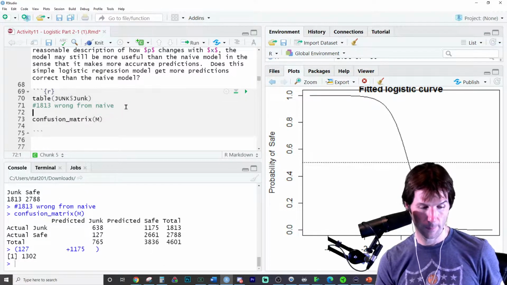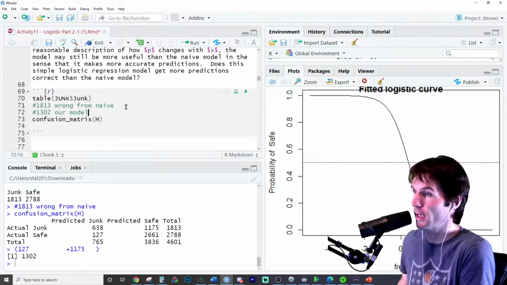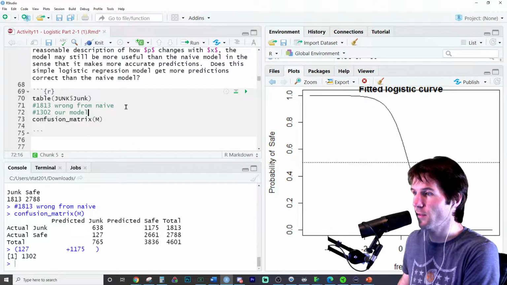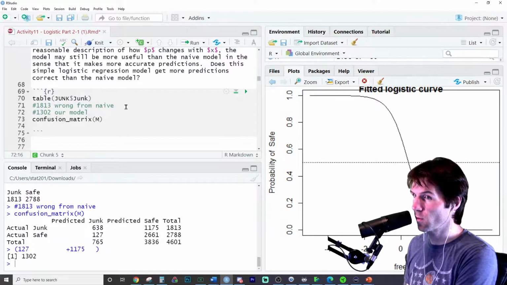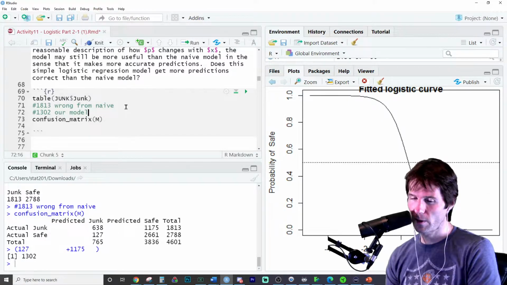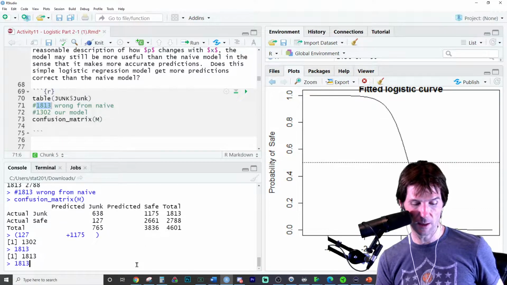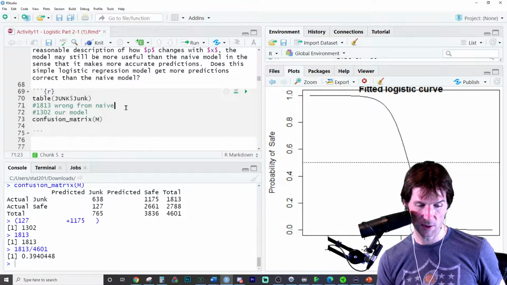Our model misclassifies 1,302 emails where the naive misclassifies 1,813 emails. It's a pretty big difference. I think it's around a 10% difference or 6. We could find the percent differences right here, but this is a very, very large difference. Let's find those differences in percentages by taking the number and dividing by the total. The naive gets wrong this percent. So there's that for the naive, and our model gets wrong, yeah, it's more than 10%.